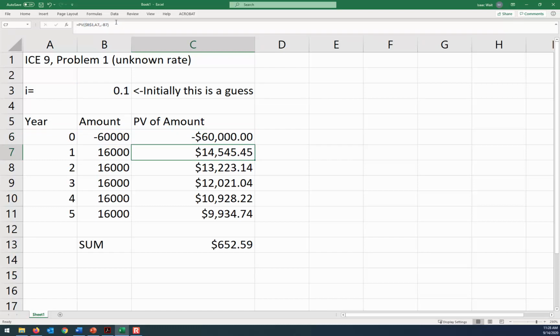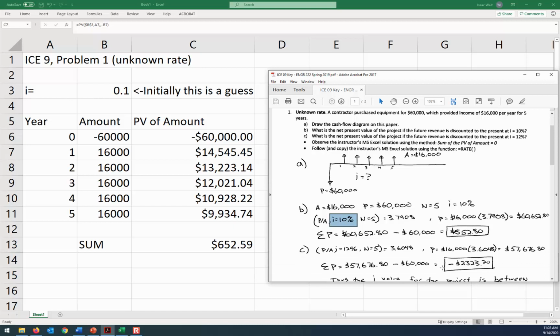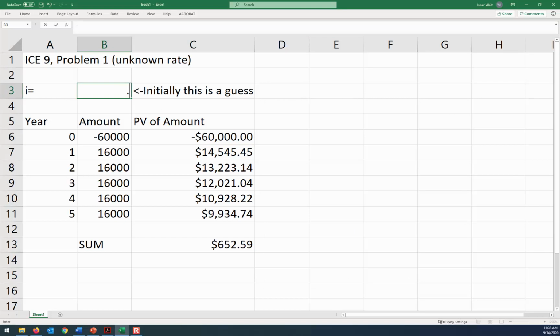Okay, so what we solved for on paper said that you get 652 if you're discounting at 10%. Let's check this to make sure that it's set up correctly, because if it's 12%, then we get negative 2323. So let me change this to 0.12, meaning 12%. And as soon as I type enter, it's going to update all of the equations and the sum included. So negative 2323. So now we found the value of the cash flow diagram if things are discounted at 12%.